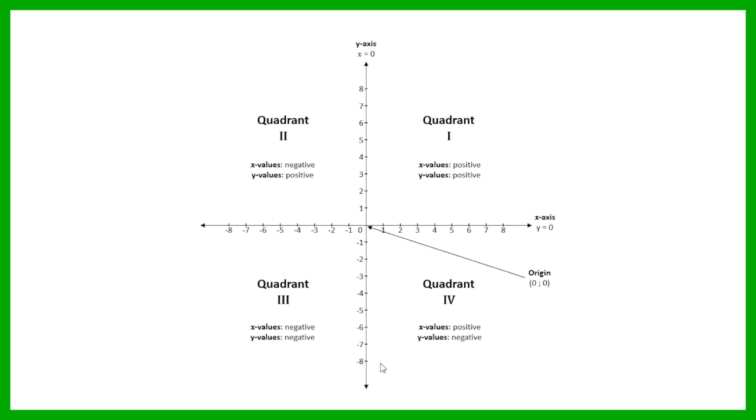Okay, so that is what your Cartesian plane looks like. If you've got the axes like this, the x-axis and the y-axis, they intersect at the origin, which is the point 0, 0.